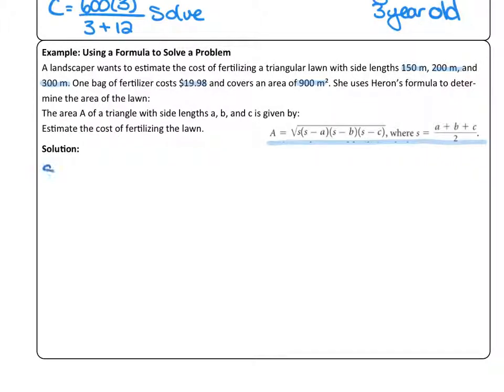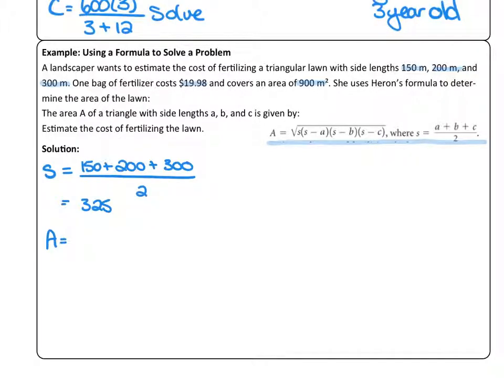So S is 150 plus 200 plus 300, and it's all divided by 2. So I'm going to add those up. Just 650 and divide by 2, which gives me 325. So I now know what S is in terms of our formula. So now I can actually calculate A and figure out how big our area is.